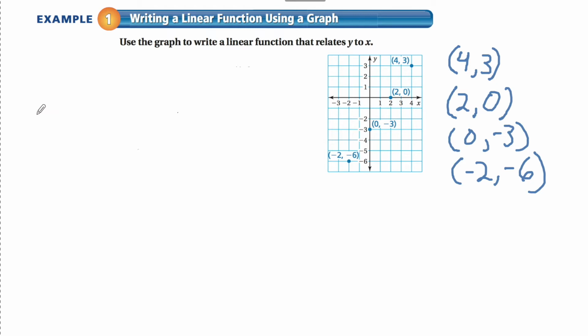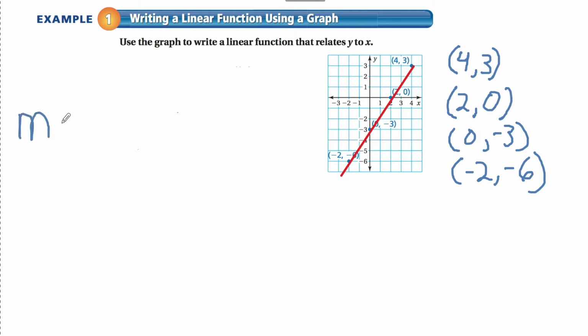Example 1 wants us to use the graph to write a linear function that relates y to x. So I took all of our points that we had on the graph and wrote them out over here as ordered pairs. We could see that these points on the graph would create a line if we use our line tool and go right through all of them. What this wants us to do is to write the equation of the line that it creates. This is a function. So the first thing we have to do is find our slope.